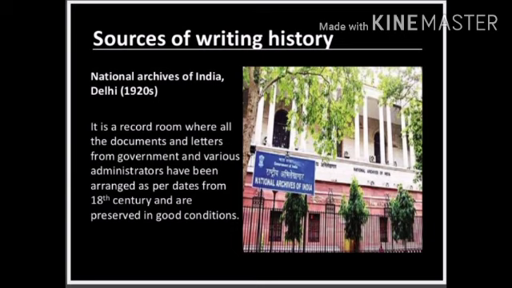Sources of writing history: National Archives of India, Delhi. It was established in 1920, and it is the record room where all the documents and letters from the government and the various administrators have been arranged by date from the 18th century and preserved in good condition. So many documents are from the Britishers. They left them, and India has kept all of this as a record.